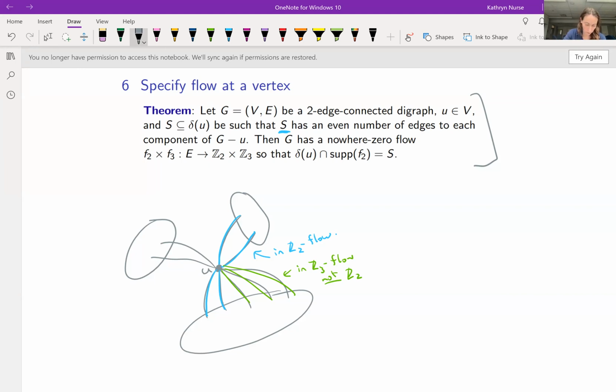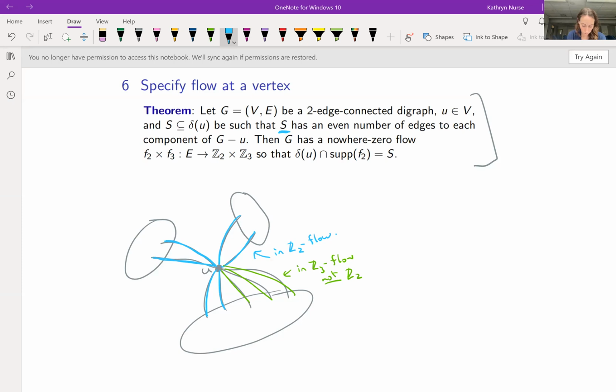You can't pick an odd number that go to some component, because then this is an edge cut, and in Z2 the flow across that edge cut is not zero. So you always have to have an even number, but as long as you do choose an even number, you can specify this. And so what this is doing in your Z6 flow, when you do the conversion, the edges in blue end up being odd values. So in your Z6 flow, you get 1, 3, 5, and the edges in green, you get the even values, so 2 and 4.